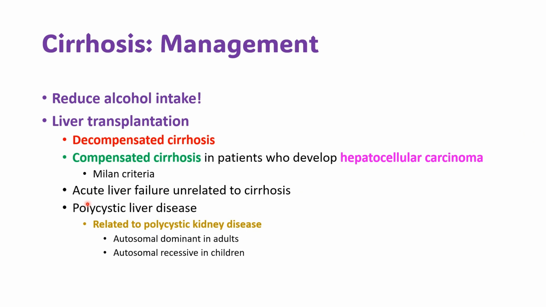Other situations in which liver transplantation might be considered is in acute liver failure unrelated to cirrhosis, because today we've been particularly talking about how alcohol consumption can result in cirrhosis, but there's lots of other different factors. And also polycystic liver disease, which is related to polycystic kidney disease. You want to remember that it tends to be autosomal dominant in adults and autosomal recessive in children.